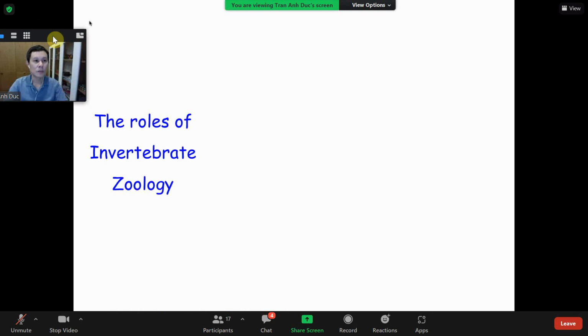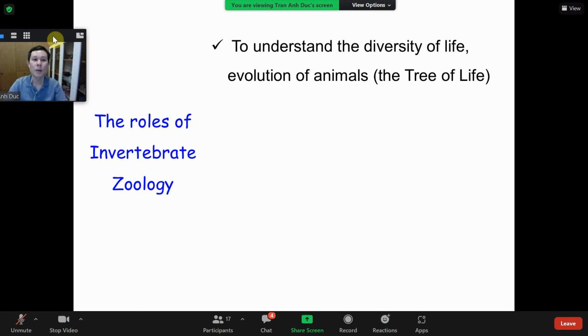Because invertebrates are important, there's a separate branch of biology that we call invertebrate zoology, just to deal with invertebrates. This branch of science aims to discover, analyze and understand the diversity of life. Because the majority of living organisms on Earth belong to invertebrates, in order to understand the evolution of animals, we need to study invertebrates.